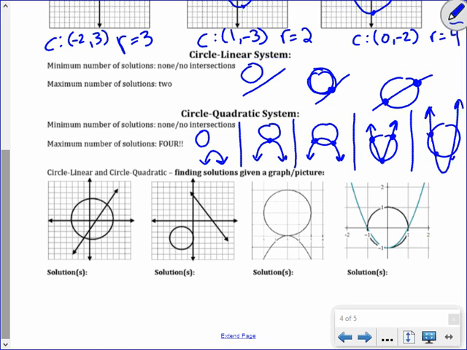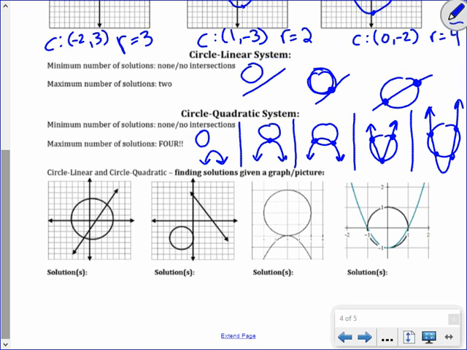1, 2, 3, 4. So the circle quadratic systems are unique. All the other types of systems we've talked about only have 3 possibilities. No solution, 1 solution, 2 solutions. But for the quadratic system, there are 5. No solution, 1 solution, 2, 3, or 4. So that's what makes that particular type of system unique.